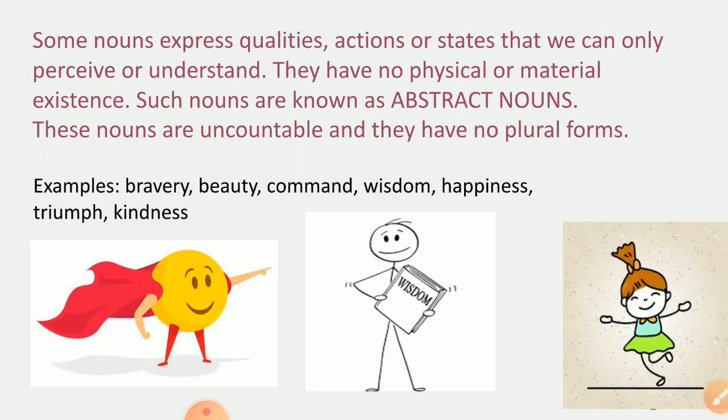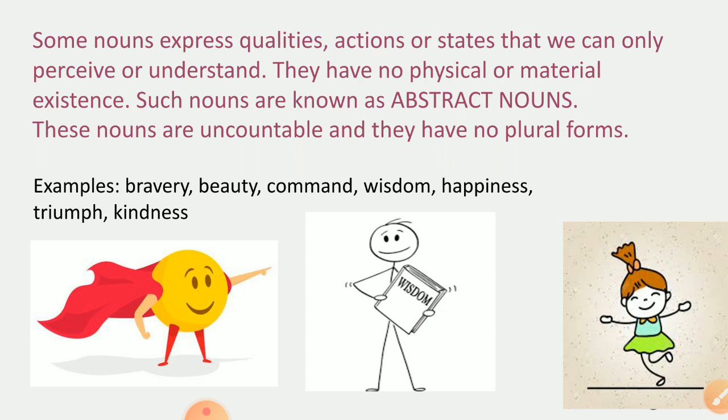Here, some nouns express qualities, actions or states that we can only perceive or understand. They have no physical or material existence. Such nouns are known as abstract nouns. These nouns are uncountable and they have no plural forms. Examples. Take a look at examples.